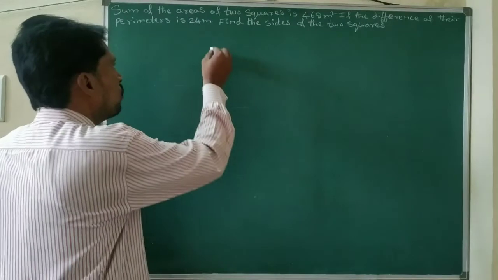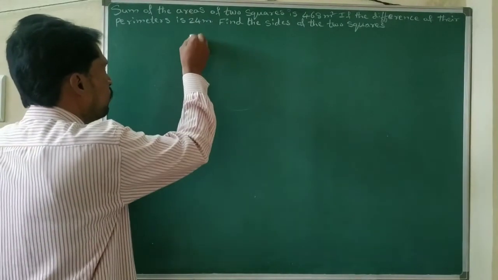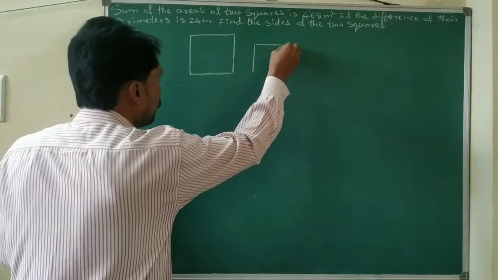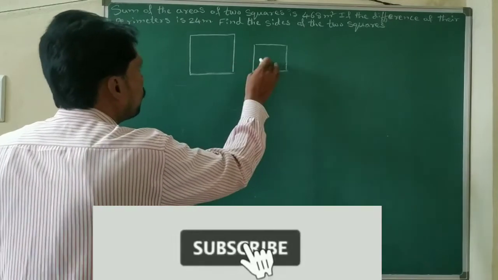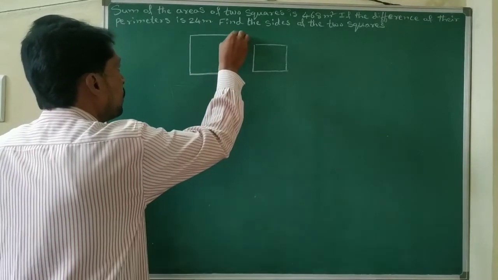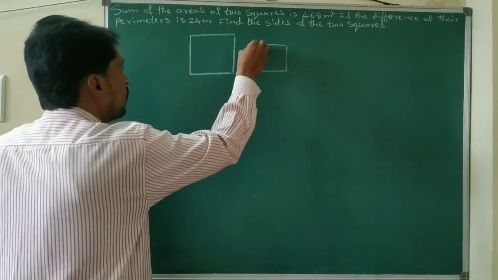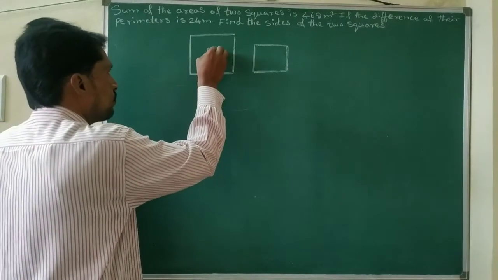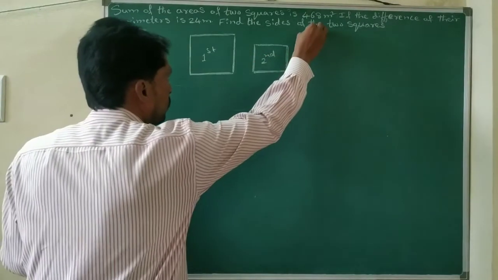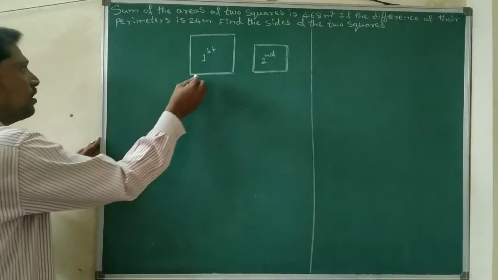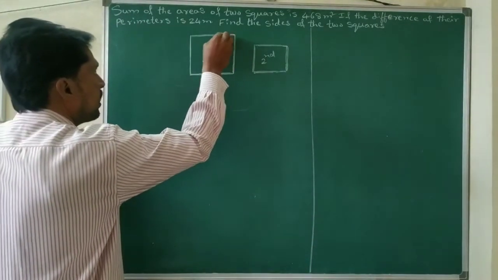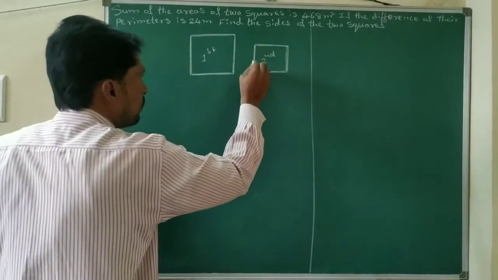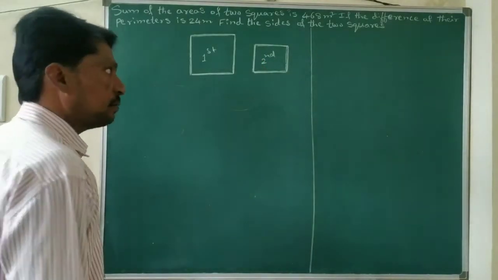See here. First, this is the first square you have to take, and this is one more square you can take. The difference of the perimeters is given, and also the sum of the areas is given. This is the first square, and I am taking this as the second square. This perimeter I am taking as capital A, and the second square's perimeter I am taking as capital B.